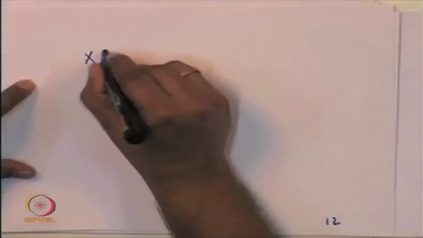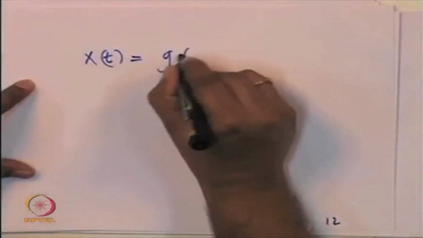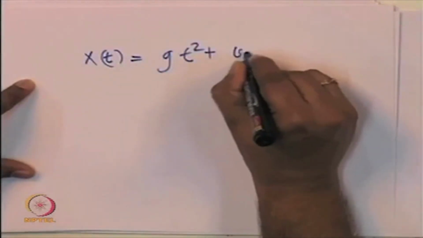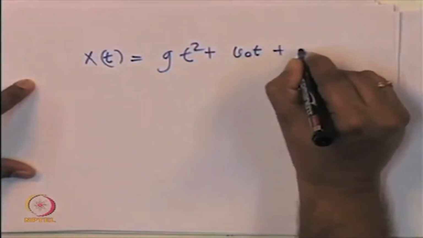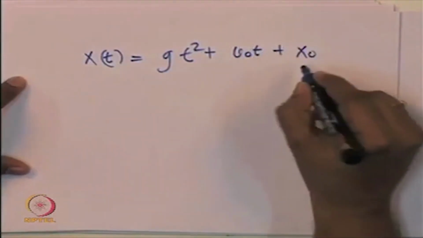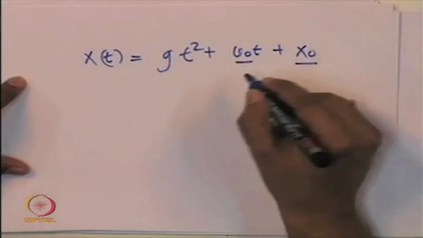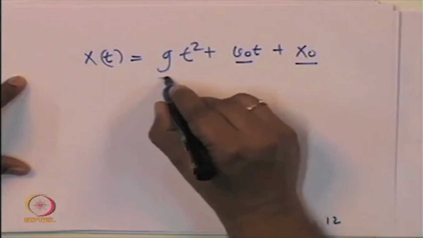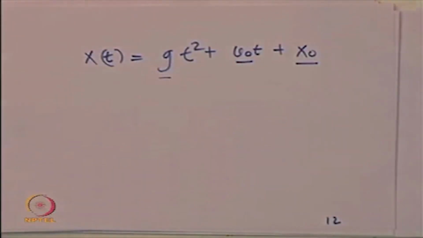Let us have a look at this equation once more. Basically x of t is g t square plus v 0 t plus x 0. If we know x 0 and if we know v 0 and we know g, which is a constant, acceleration due to gravity is a constant.